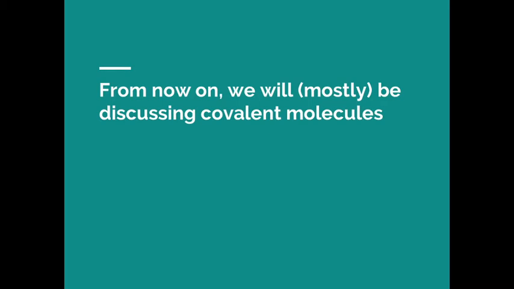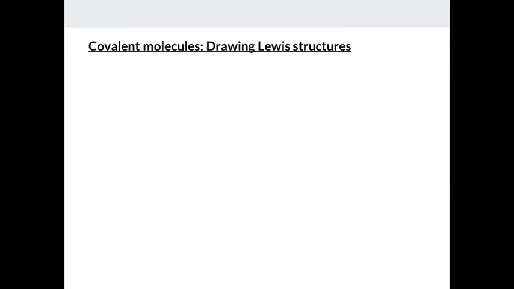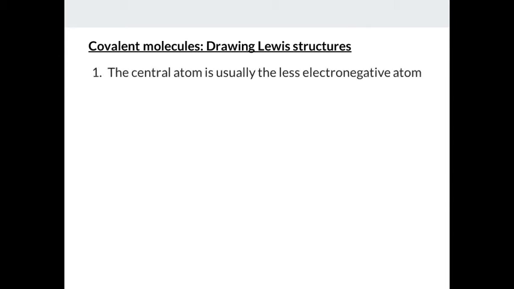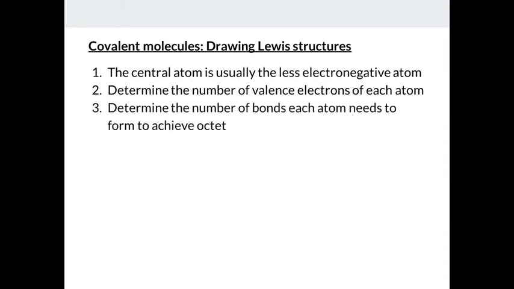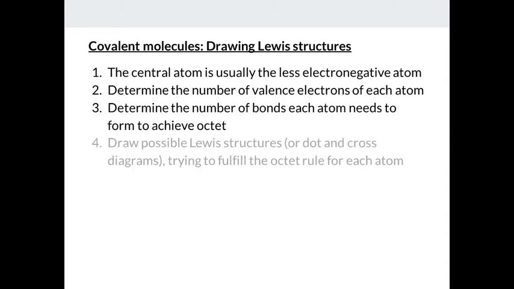So from now on, we will mostly be discussing covalent molecules. Let us take a look at how to draw Lewis structures for covalent molecules. So normally, the central atom is the less electronegative atom, or we can say that the central atom is the atom which can form the most number of bonds, right? Next, we determine the number of valence electrons of each atom and determine the number of bonds each atom needs to form to achieve octet, considering also the possibility of dative bond formation. Next, draw possible Lewis structures or dot and cross diagrams trying to fulfill the octet rule for each atom.